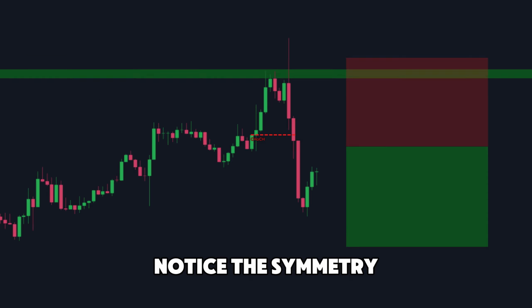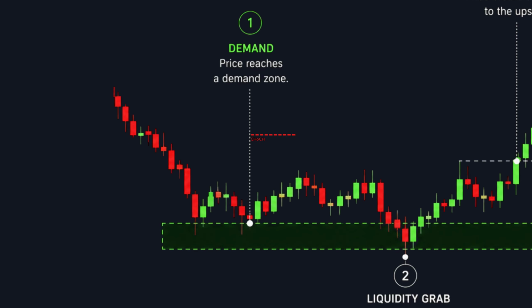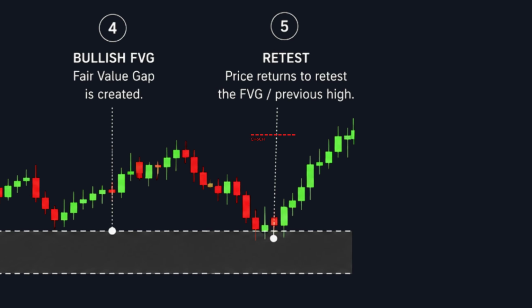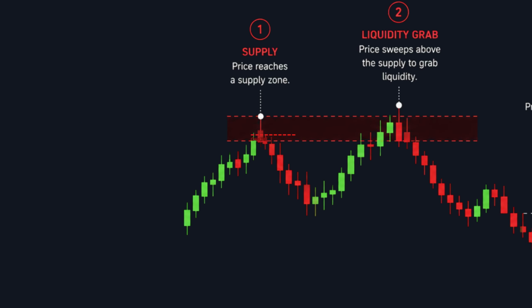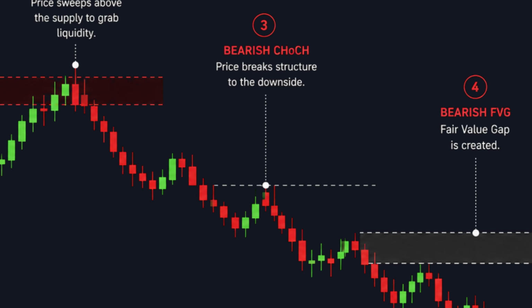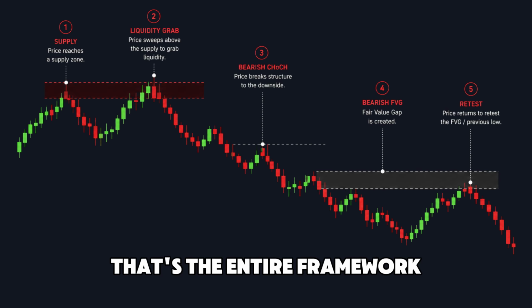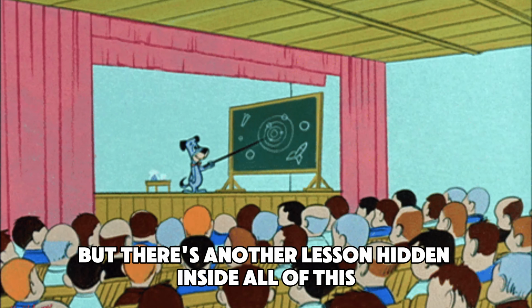Notice the symmetry. For a bullish setup: demand, liquidity grab, bullish change of character, bullish fair value gap, retest. For a bearish setup: supply, liquidity grab, bearish change of character, bearish fair value gap, retest. That's the entire framework. But there's another lesson hidden inside all of this.